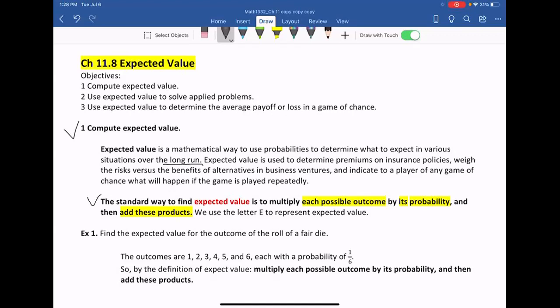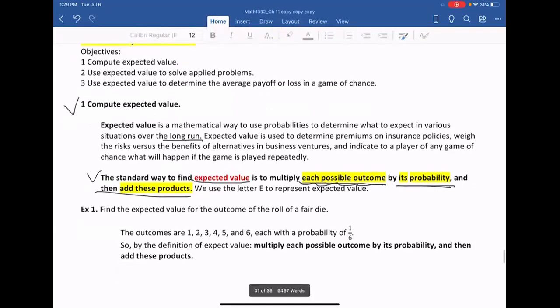The standard way to find the expected value is to multiply each possible outcome by its probability and add these products together. So we must find each possible outcome and its probability. We multiply these two together and add them together. That's the way to find the expected value. We use the letter E to represent expected value.